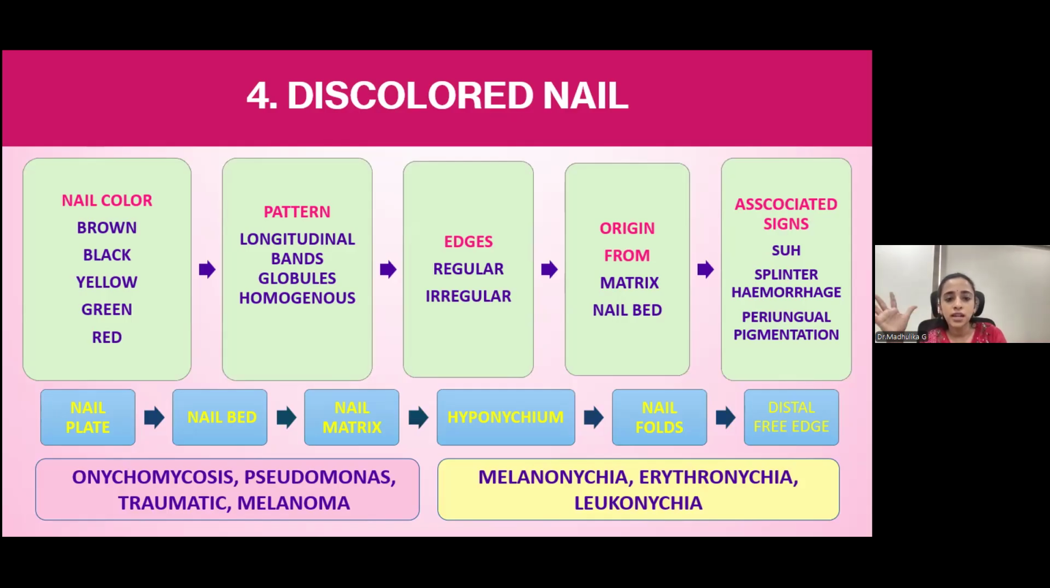So usually, a discolored nail, all the conditions you find it in: infections like onychomycosis, pseudomonas, and then also some traumatic nail injuries, and then melanonychia, different causes of melanonychia, erythronychia, and leukonychia. Next.